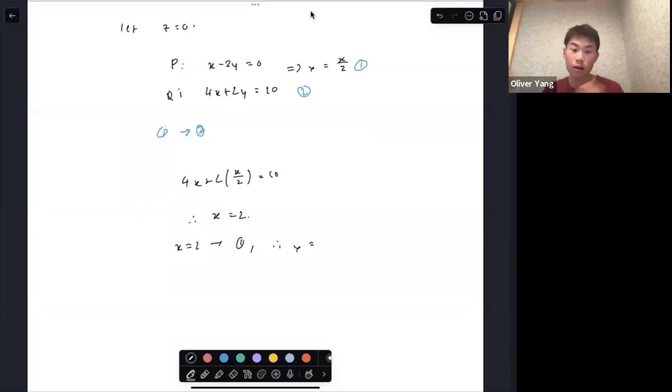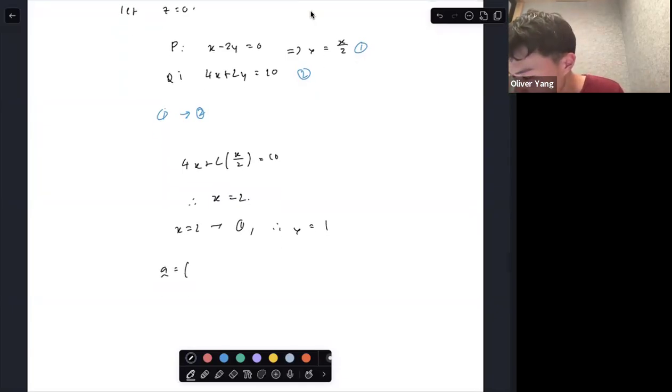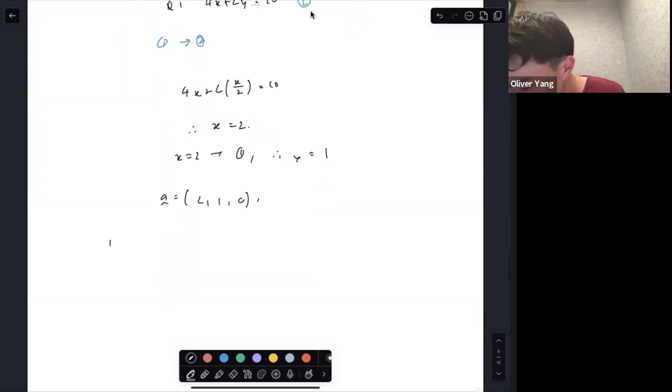Oh, you can also do it by setting z equals k, so there's multiple ways of doing this. It's really not that big of a deal. Z equals k also works, so if you do it that way, it's also fine. Y equals 1. And then so you get your point, right? A equals 2, 1, 0.